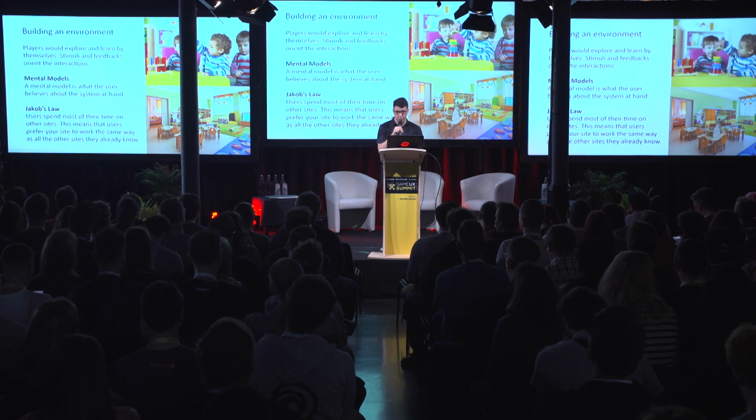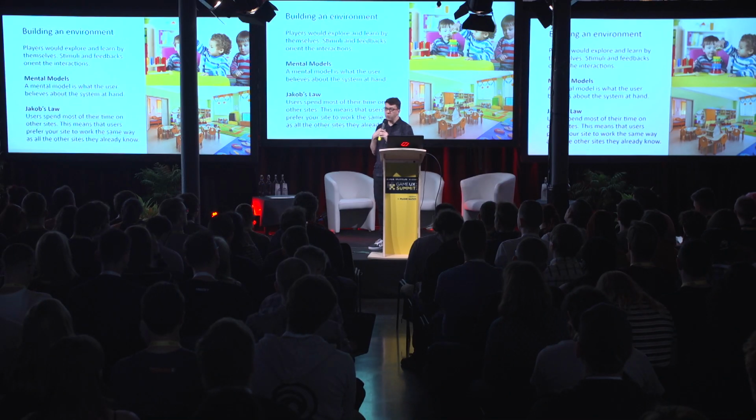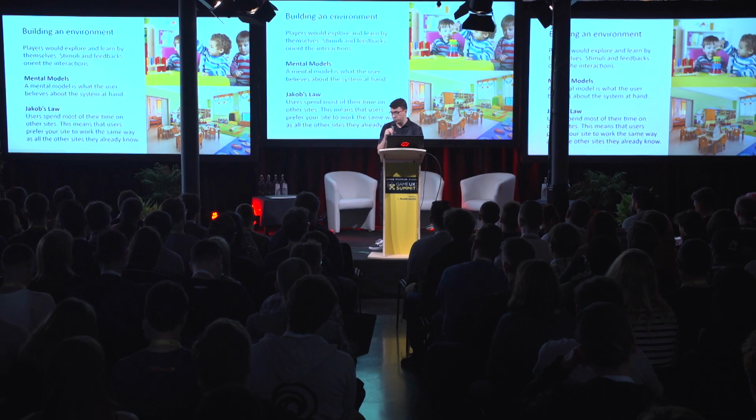We wanted to build something that players can explore and learn by themselves. So stimuli and feedback orient the interactions. It's very common to notice this in kindergarten, how children use new toys or new environments, how they react to the world, and how we can stimulate different approaches with colors and shapes. We use a lot of mental models, which is what the user believes about the system at hand, what they know previously about this system, these interactions, these connections. And there is also this UX law, Jacob's law, which basically says that if you are going to use something similar to a context that you used before, you expect it to behave like it. So you use your previous knowledge.